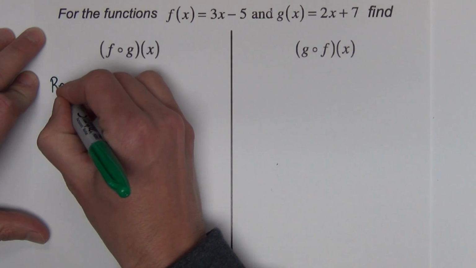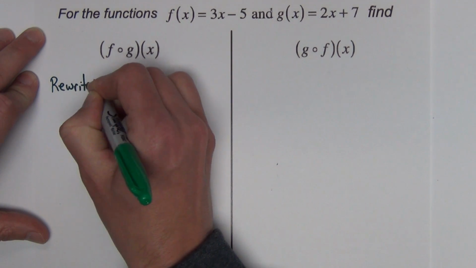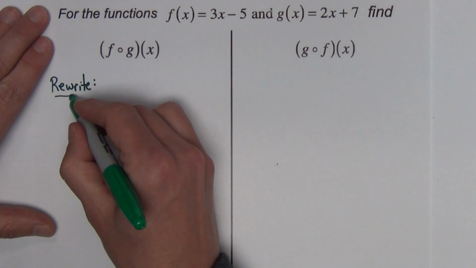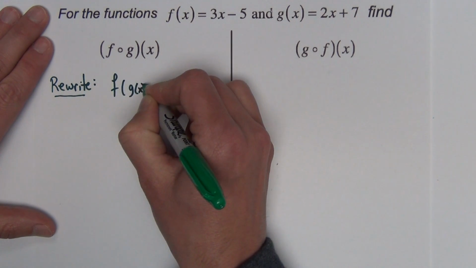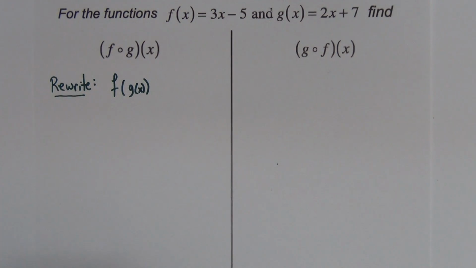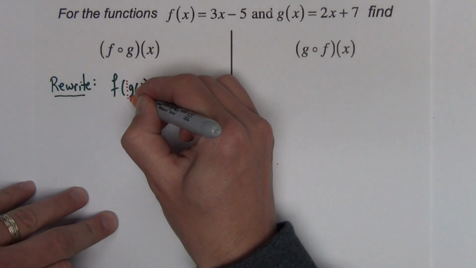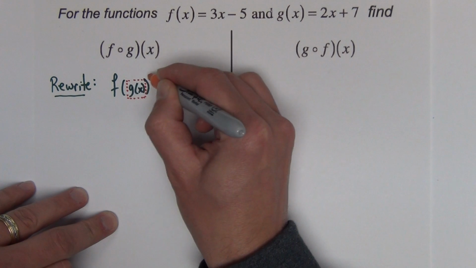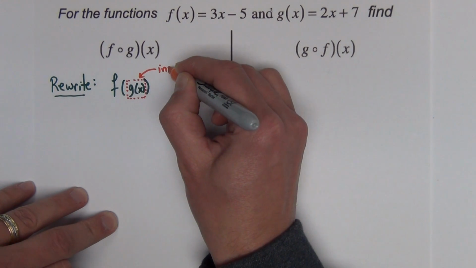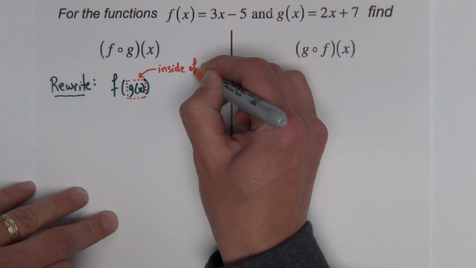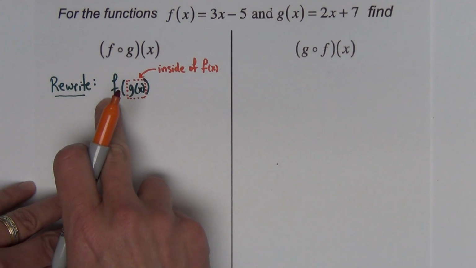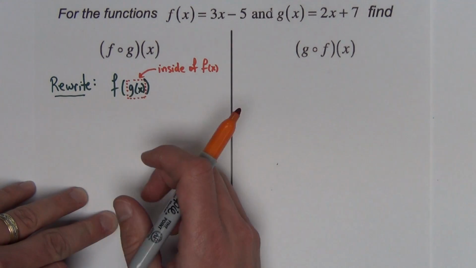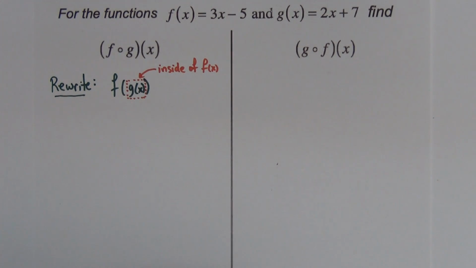First, and this is not a required step, let's rewrite this function. I always like to rewrite it. It makes more sense to me if I rewrite it. This is f of g of x. And oftentimes I'll rewrite it because it's more clear to me, seeing it like this, that the g of x function is inside of the f of x function. Okay, I need to put this function into this one. So how do we then go about doing that?